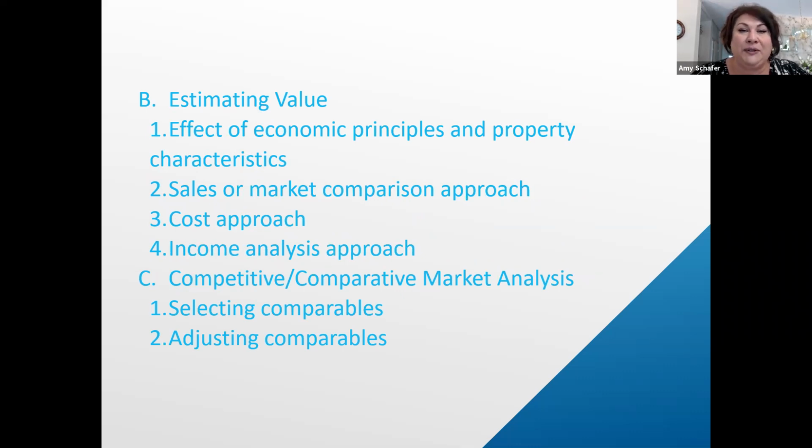Effects of economic principles and property characteristics. There are many of these. I think there's 9 principles of value for you to go through. These are going to be things like conformity, like a neighborhood where the homes are all similar, which typically hold their value better than that one house that's maybe super unique. Another good one is going to be the idea that you can over improve your property based on the average value of your neighborhood.